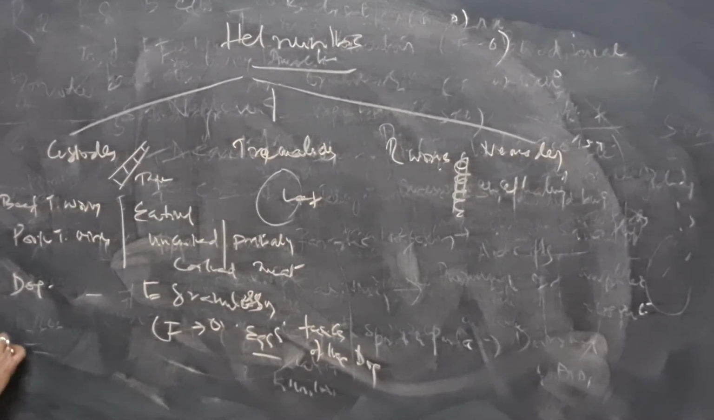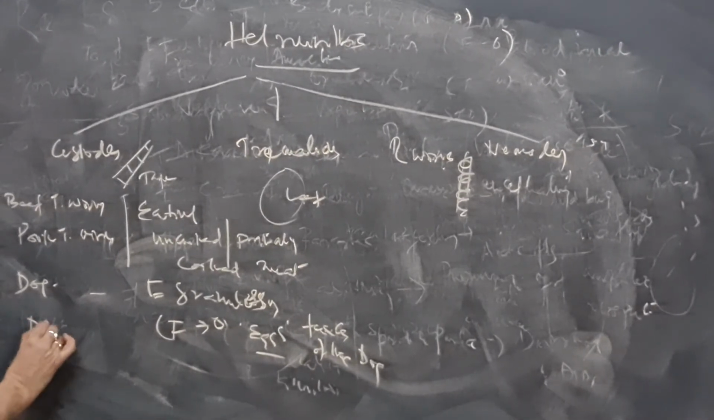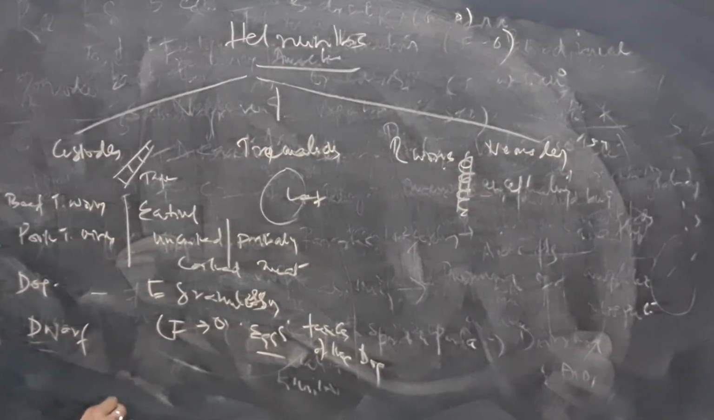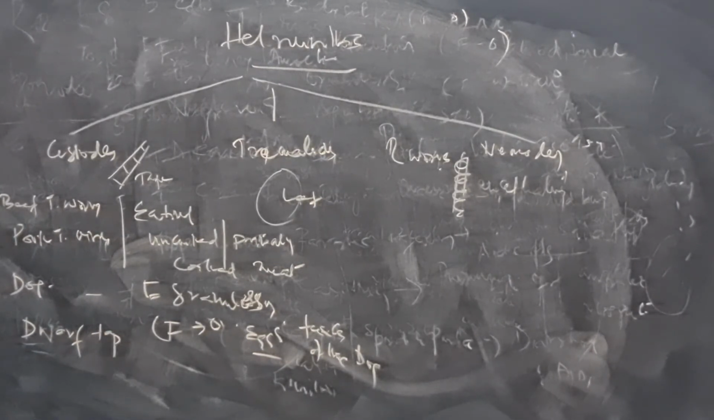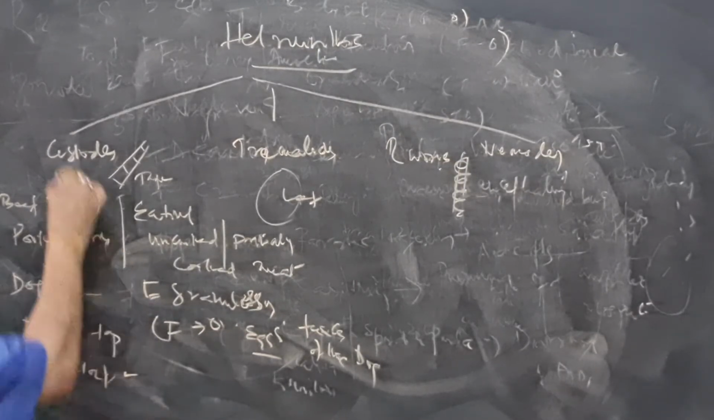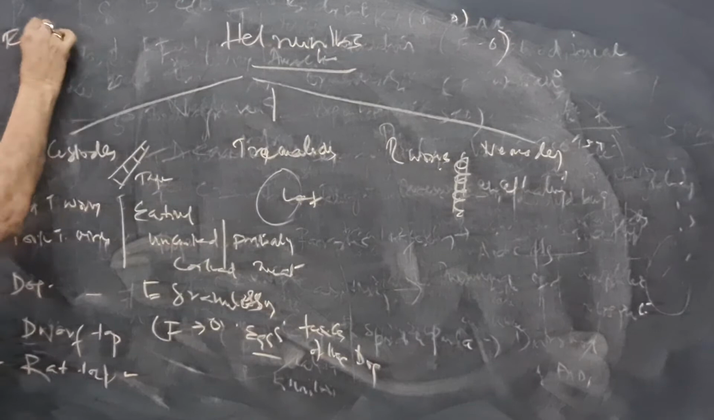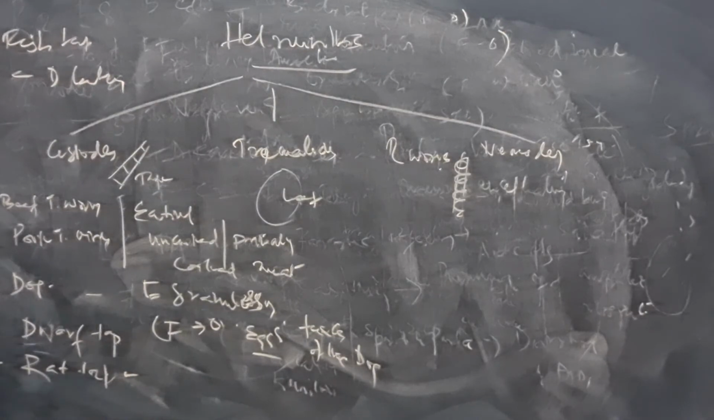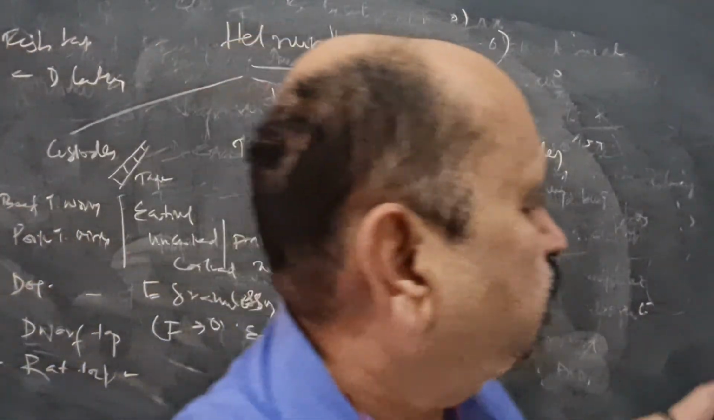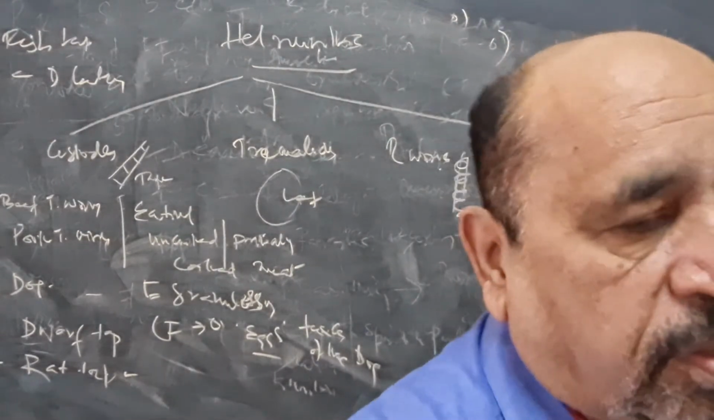Then the fourth one is dwarf tapeworm. It is called Hymenolepis nana. Then Hymenolepis diminuta is the rat tapeworm. Now the last one is fish tapeworm, that is Diphyllobothrium latum. That's what we are going to study today.